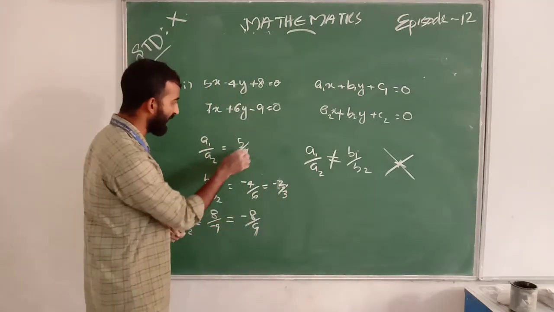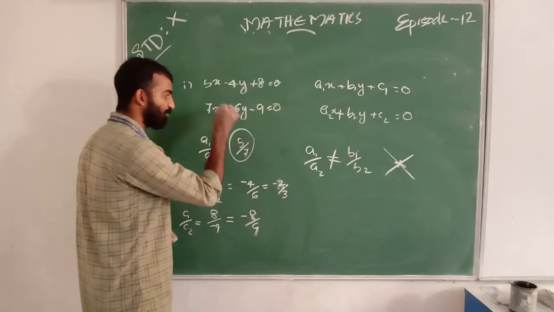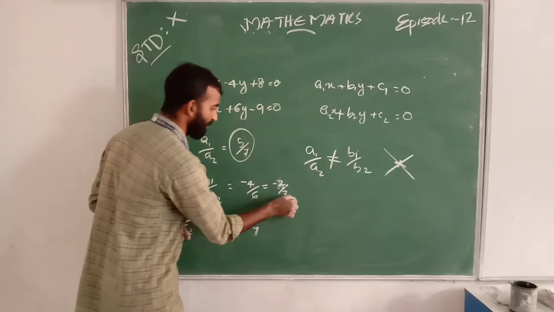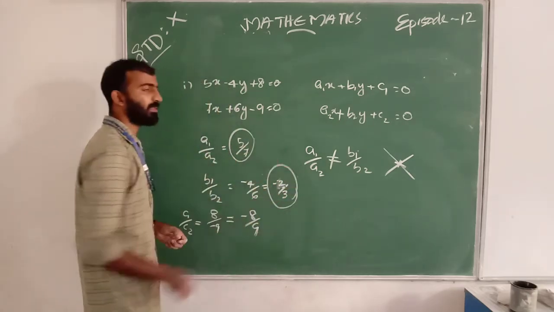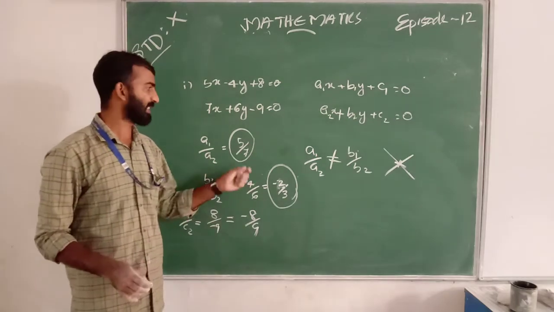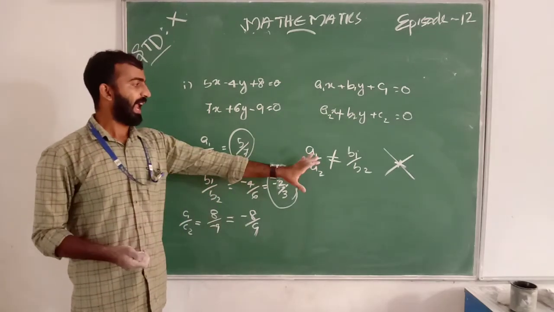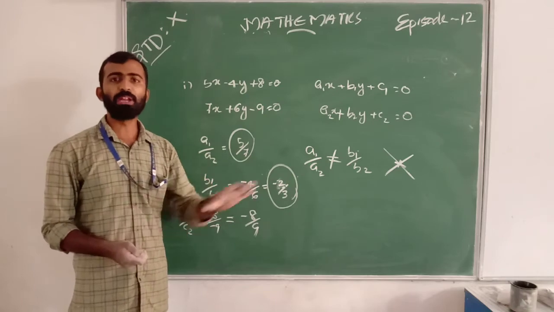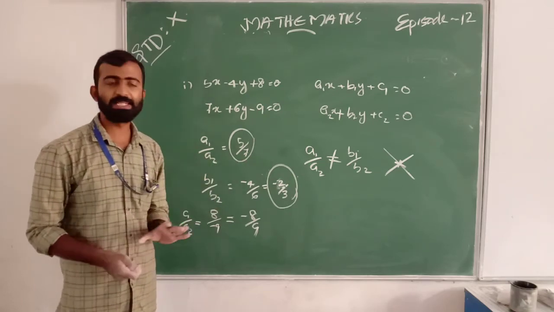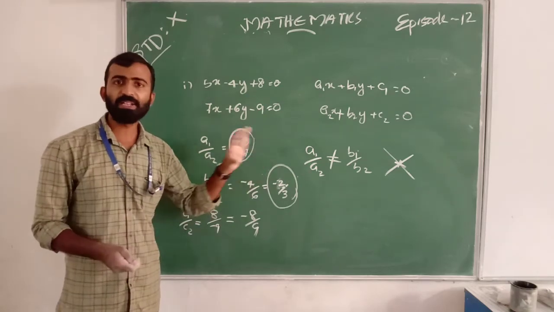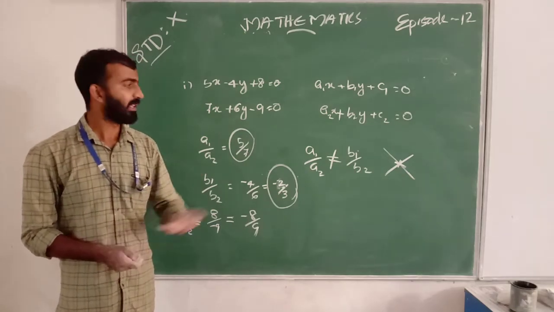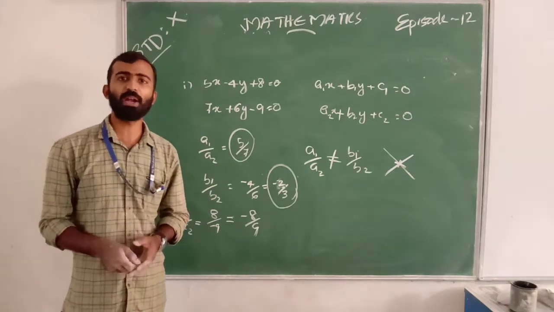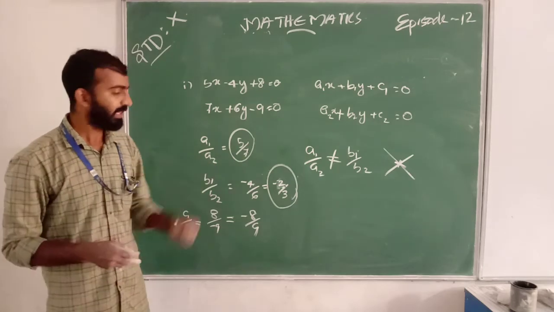Here we can see a1 by a2 is 5 by 7 and b1 by b2 is minus 2 by 3. In the case of the first, a1 by a2 is not equal to b1 by b2, so the graph is intersecting. That is, it has exactly one solution. Yes. That is the first question.